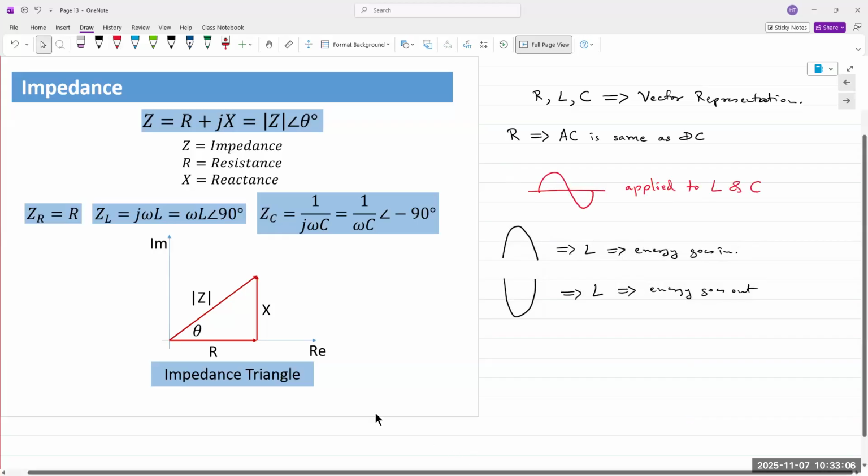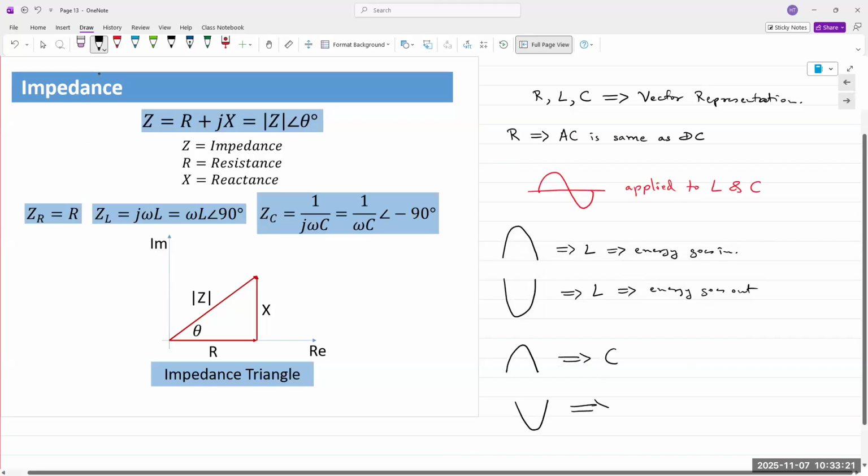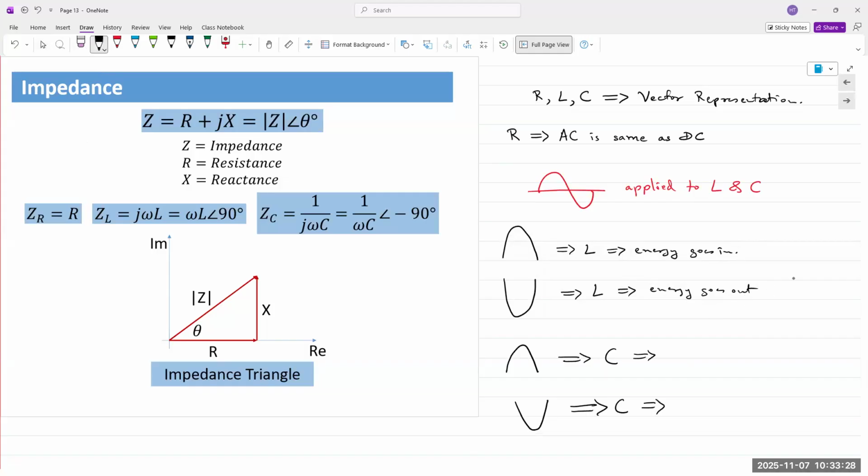Okay, applied to inductor and capacitor. So any guesses on what happens? Well, not guesses, but you can take a good shot at answering what happens for a capacitor. So in the positive cycle, energy goes out, meaning it goes back into the circuit. Negative, it goes in. And that's the big difference.